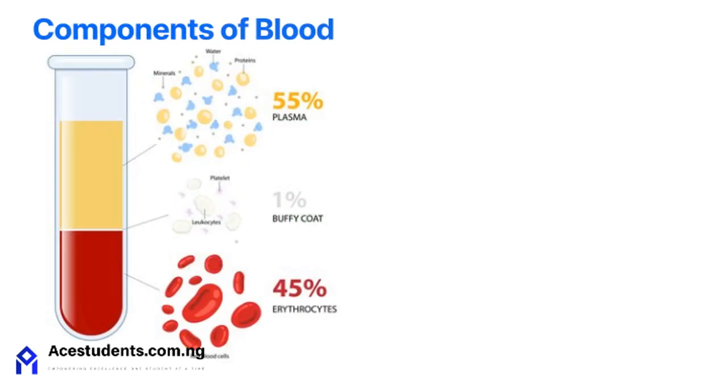Now let's see what the blood is made up of. Blood is made up of two main components. The first is plasma, and the second is blood cells, which include cells and cell fragments.